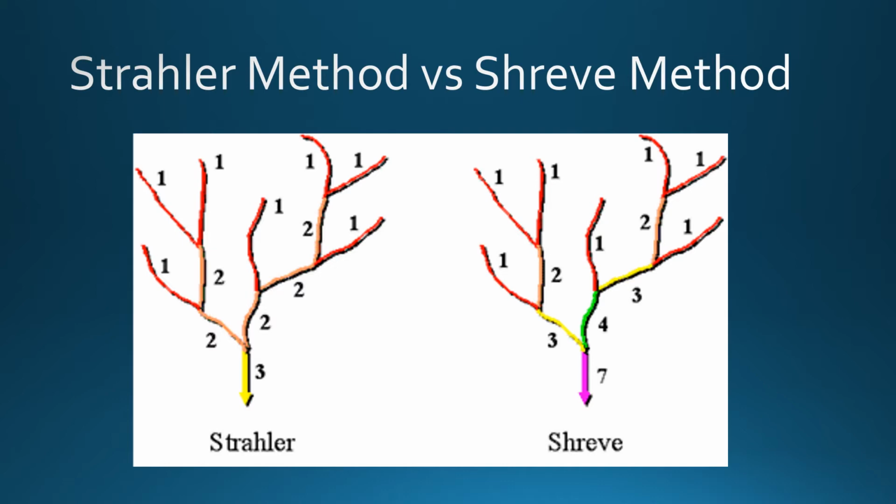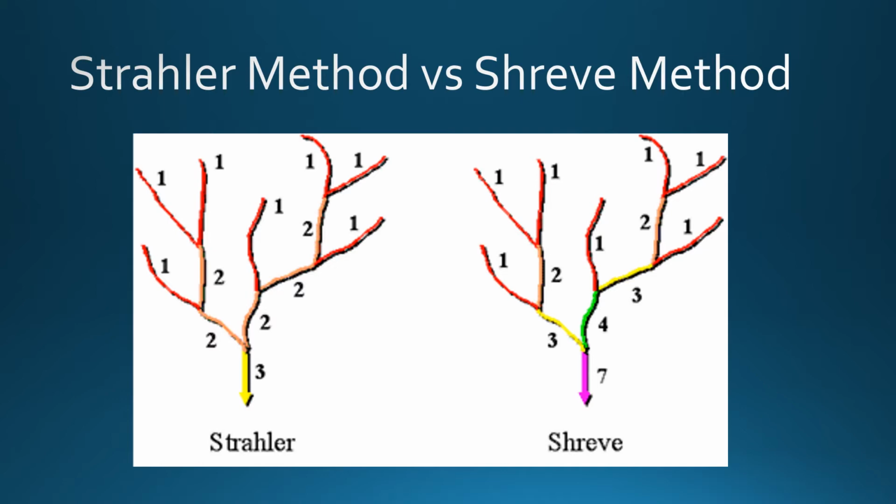The other one is the Shreve method, which is building on top of each other. So you still start with 1, because of course that makes sense. And so when 2 streams of order 1 come together, that makes a 2, makes sense. But if you have a 2 and a 1 come together, they make a 3. If a 3 and a 1 come together, that makes a 4. If a 3 and a 4 come together, it makes a 7. So it's building on top of each other, and it's a really additive method of stream order.